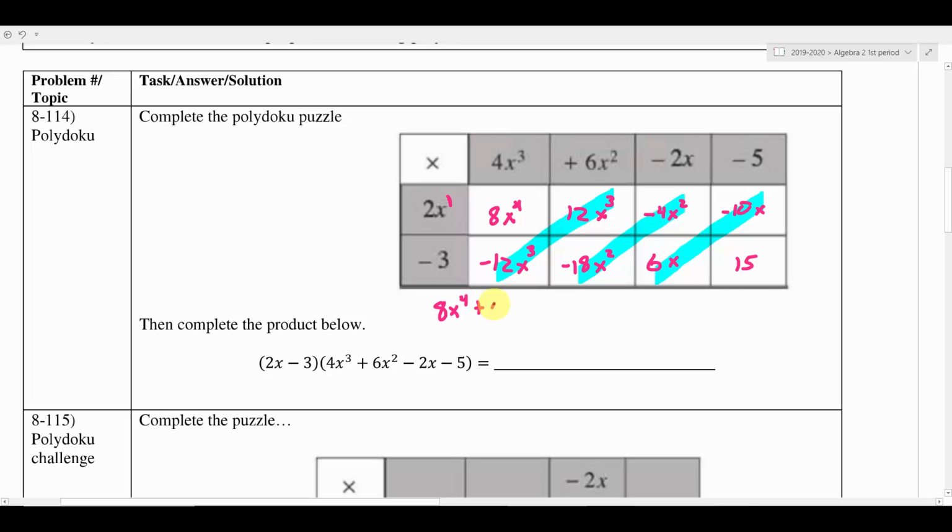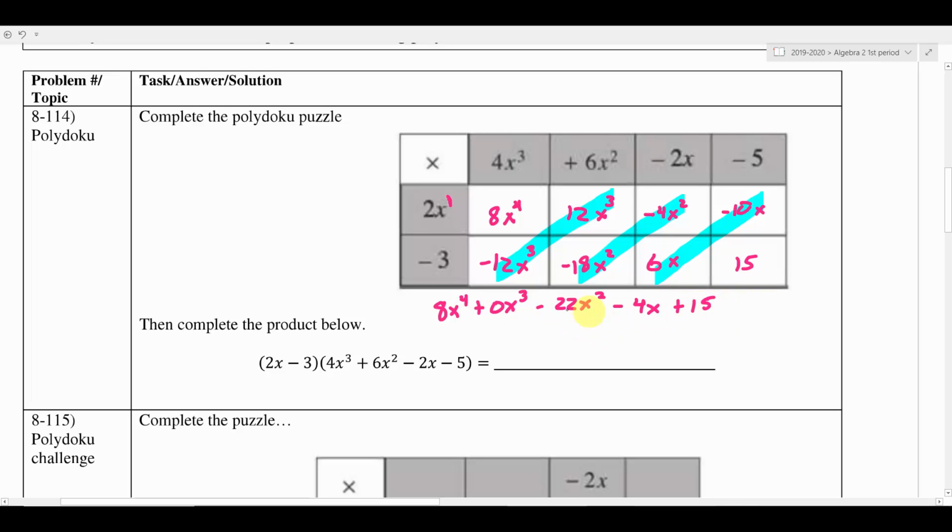So that'll be 0x cubed. And I'm going to add up my x squareds. That'll be minus 22x squared. Then I'm going to add up my x's. So 6 and negative 10 add to give me a negative 4x. And then I've got my 15, which doesn't combine with anything.